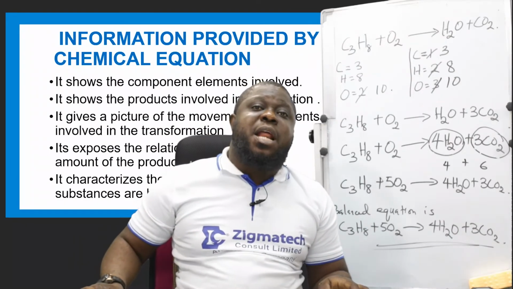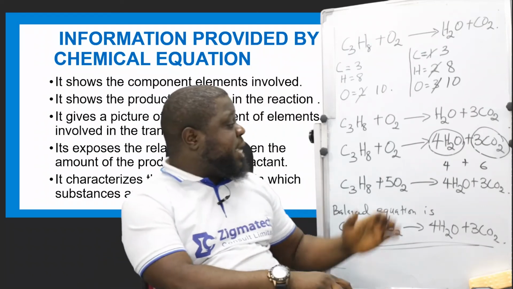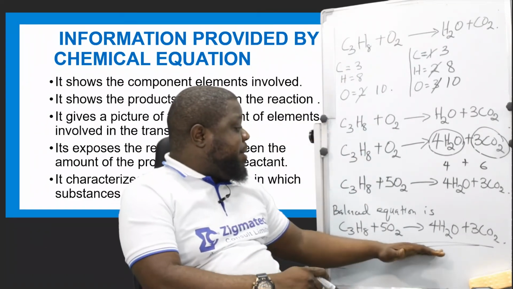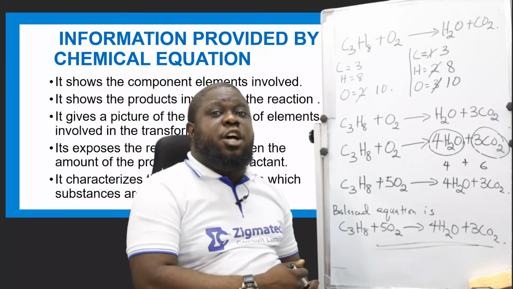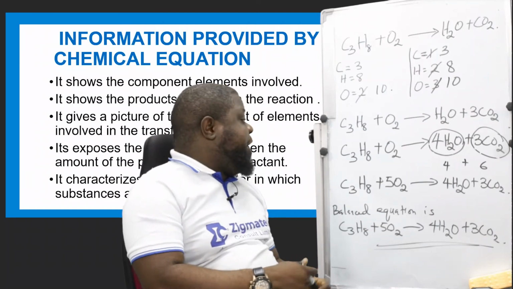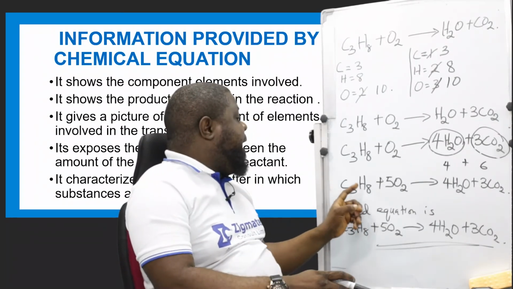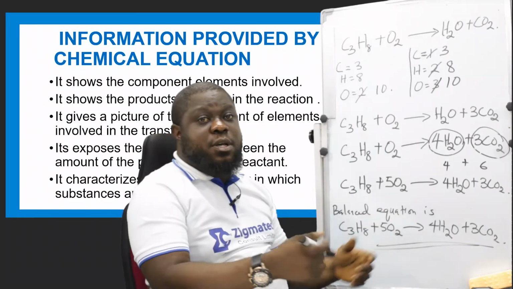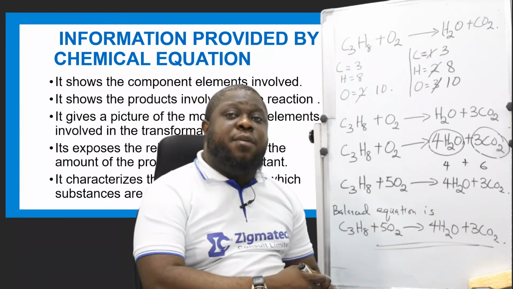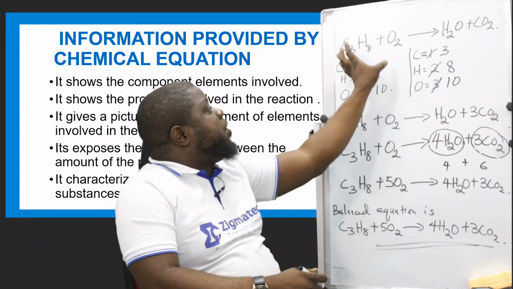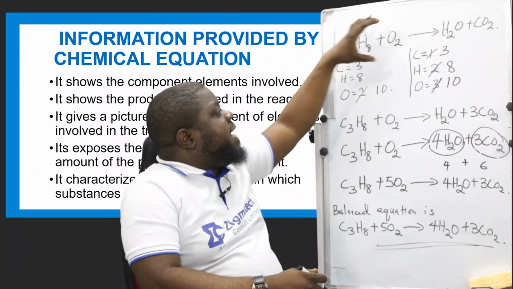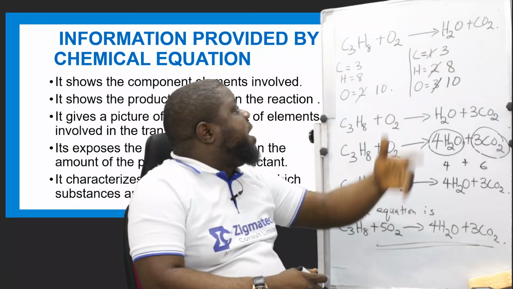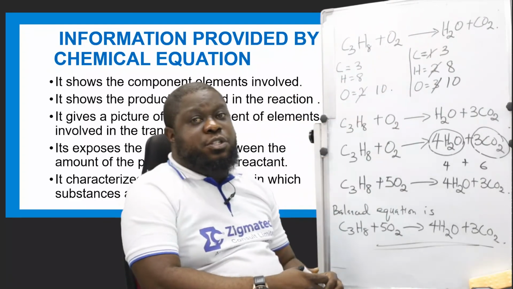Now, information provided by a chemical equation. You can see the chemical equation here. This is the chemical equation, the balanced equation. It shows the component elements involved. The component elements involved are carbon, hydrogen, and oxygen. It shows the products involved in the reaction. These are the products on the right-hand side, water and carbon dioxide. This one and oxygen, these are the products.